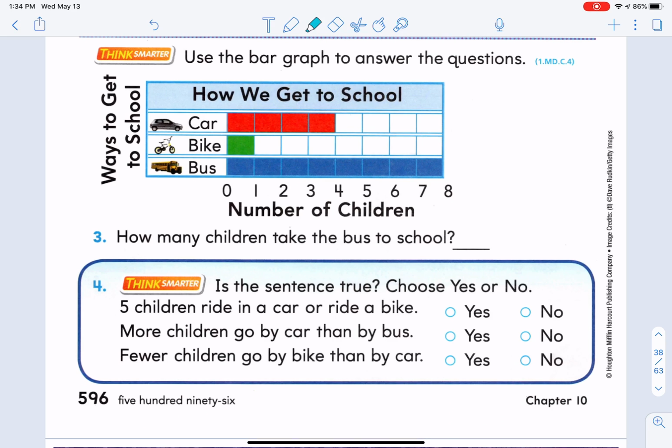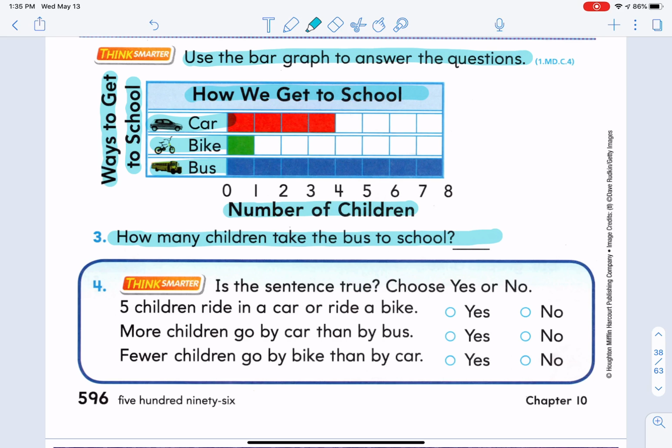Here's the next one. It says, use the bar graph to answer the questions. Ways to get to school. The number of children. And the title of this is How We Get to School. So there are 3 ways we get to school. Car, bike, and bus. And the question reads, how many children take the bus to school? Okay, I bet you could figure that one out.